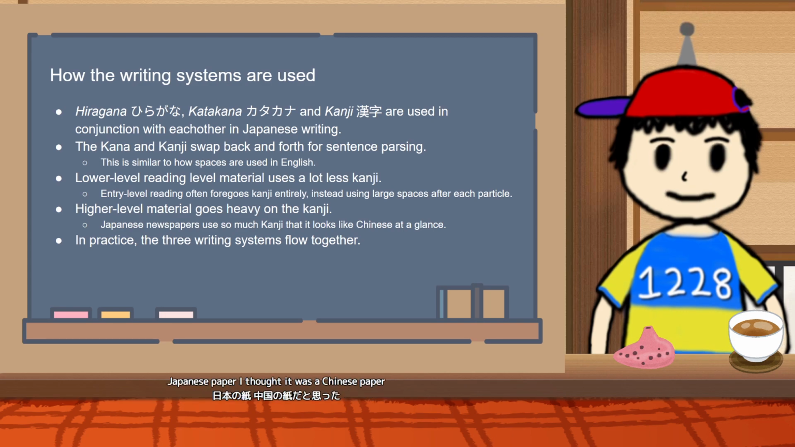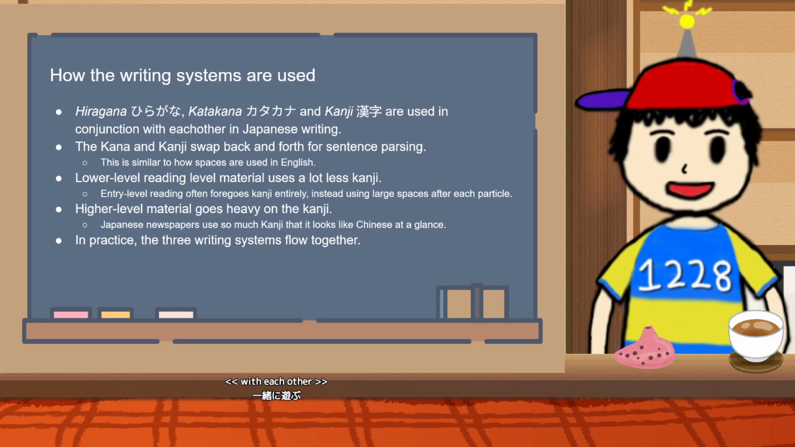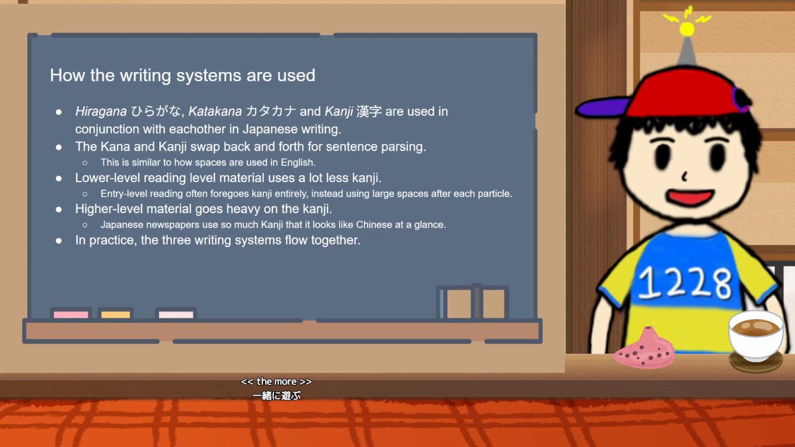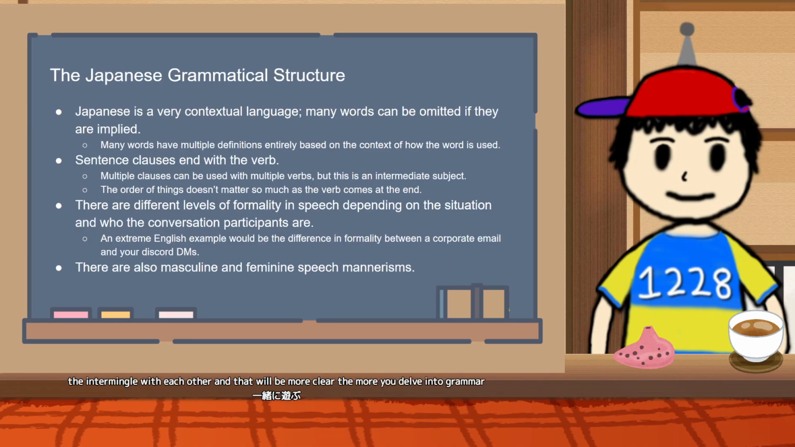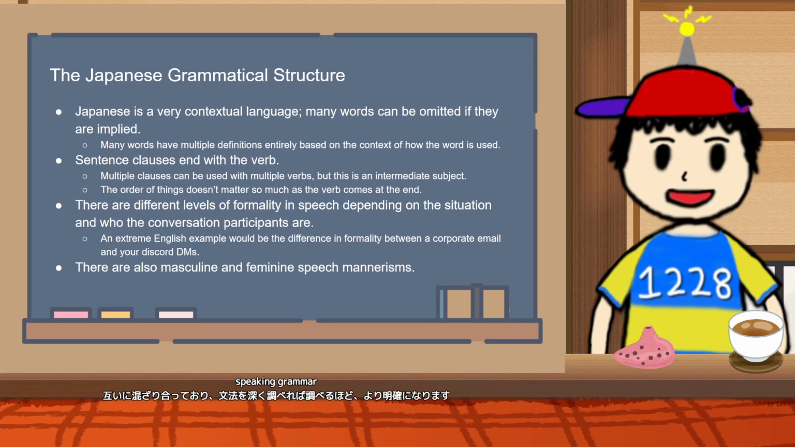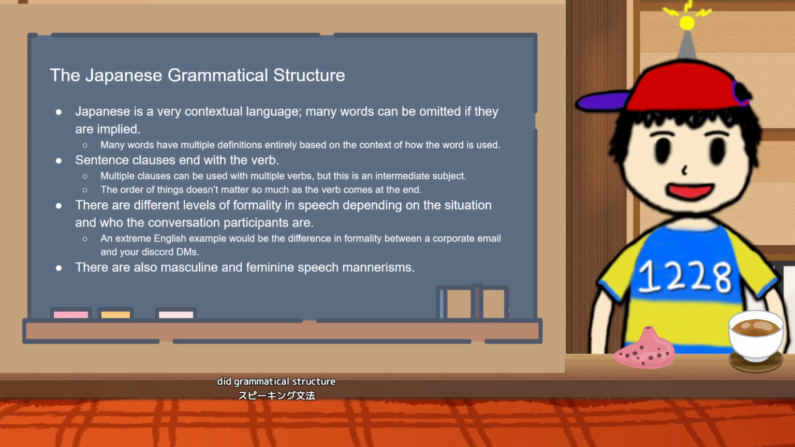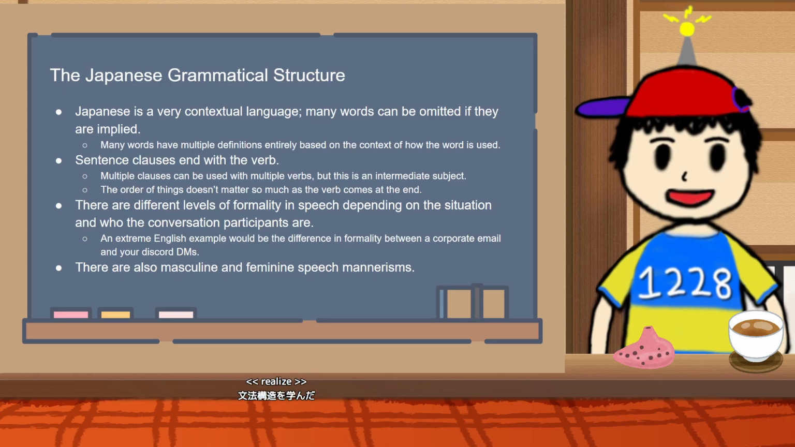But the writing systems, they flow together. They intermingle with each other, and that will be more clear the more you delve into grammar. Speaking of grammar, the grammatical structure relies a lot on context. To the point where I like to joke that they speak in half sentences, because sometimes they do. Sometimes they only say one word.